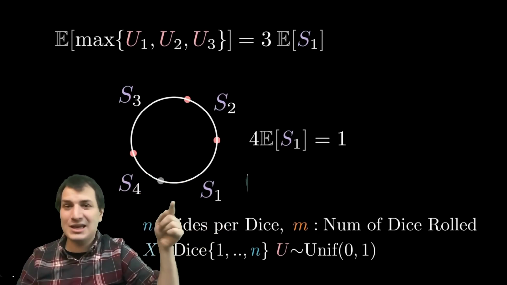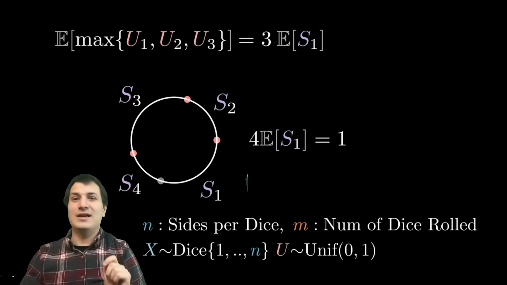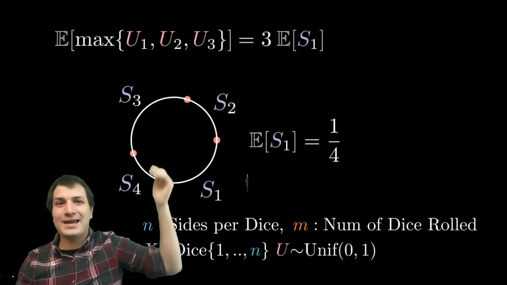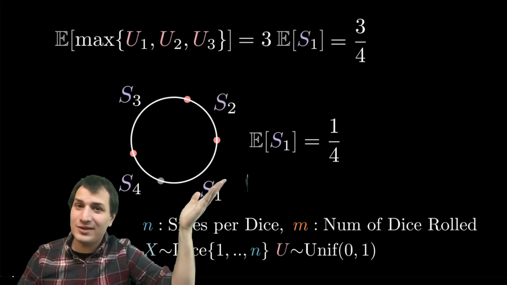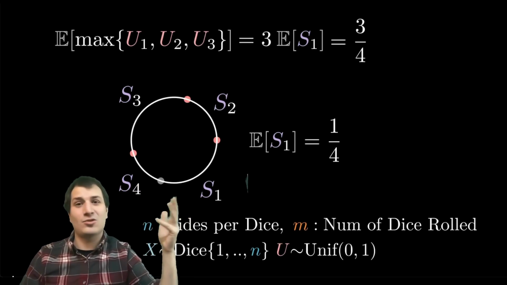All these segments have the same average, and together they make the whole circle. So that's 4 times the expected value of S1 equals 1. In other words, S1 equals a quarter. And if you plug that back in to what we wanted, you get the answer we were looking for: the expected value of the maximum of 3 random variables is 3/4.